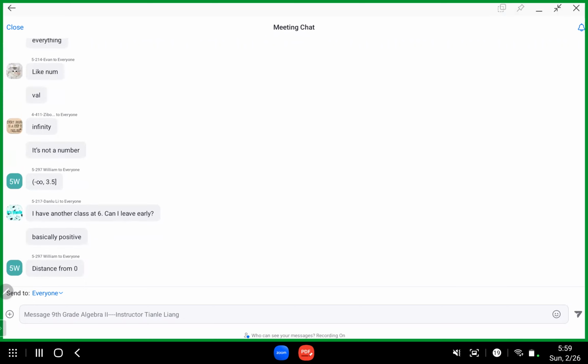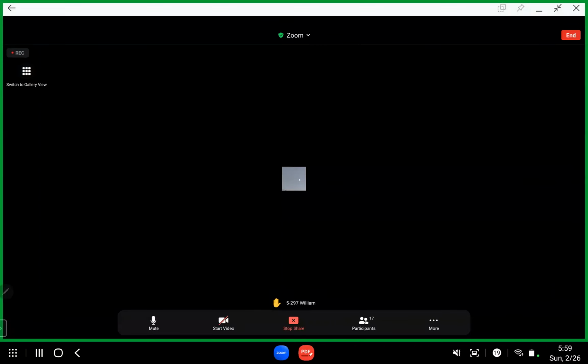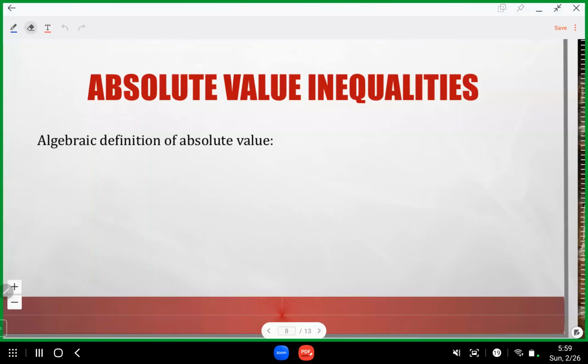Okay. And William says the distance from zero. Okay, very good. So that is one definition of absolute value. Another definition of absolute value is the algebraic definition. The distance from zero is basically the geometric definition, and we're learning algebra, so we want to know the algebraic definition. This definition may seem a little bit self-explanatory, but it's actually very useful.